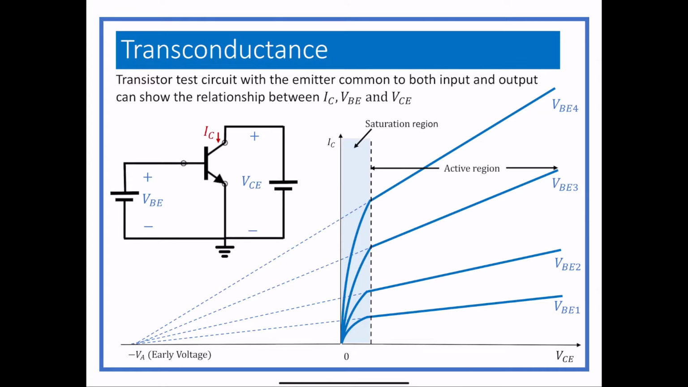But it was discovered with BJTs first, and then they discovered the same things with MOSFETs, so they didn't call it an early voltage with MOSFETs, they just called it V sub A. But it actually came from BJTs first. And the slope of the line at any given point, if you know what VBE is, is just the transconductance, which is pretty much the same thing we got with the other things, MOSFETs.